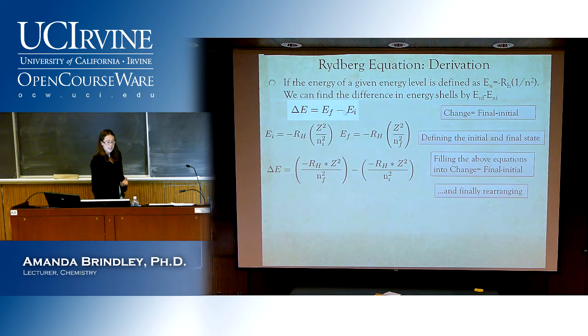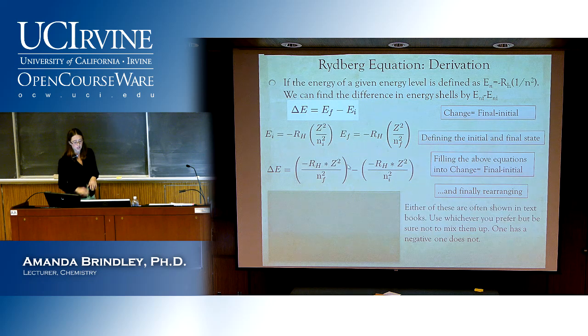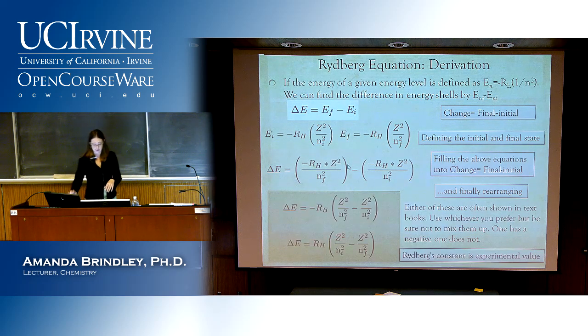Now, we have RH, which doesn't change, and Z, which isn't going to change either, right? Because it's not switching atoms, it's just switching within one atom. So we can just factor those out of the equation, set them aside for the sake of algebra. When we do that, we have the RH and the Z squared. You can factor the Z squared out too. Some books will leave it in, some books won't. You end up with this equation.